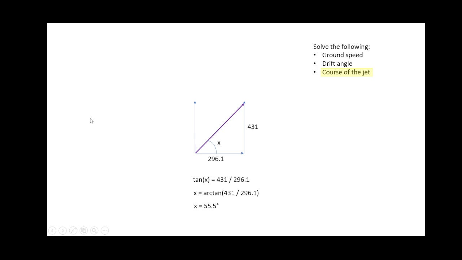Now we're going to want to know what it is from the positive y direction. Of course, we know that the sum of that's going to be 90 degrees, which leaves us with 34.5 degrees from the positive y direction. So when we want a heading, or if we want to convert that to a heading, we know that that's north 34.5 degrees east. So now we've solved for the ground speed, solved for the course of the jet, and that leaves us with just the drift angle.